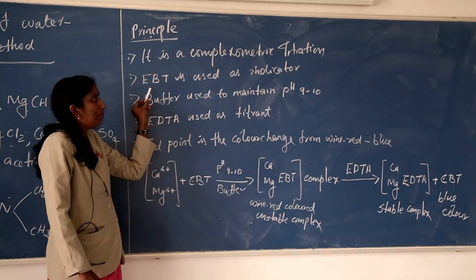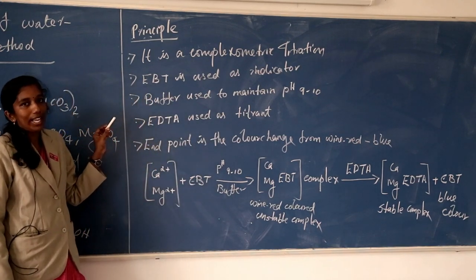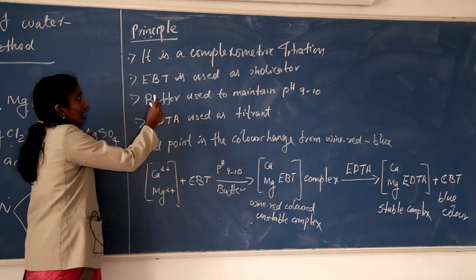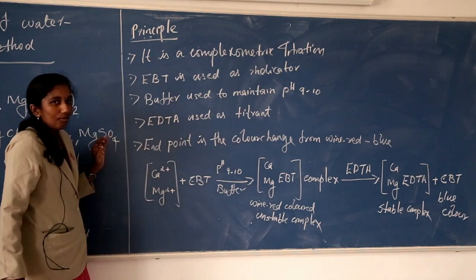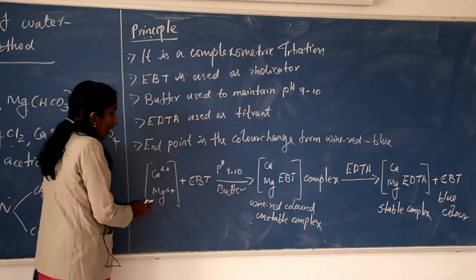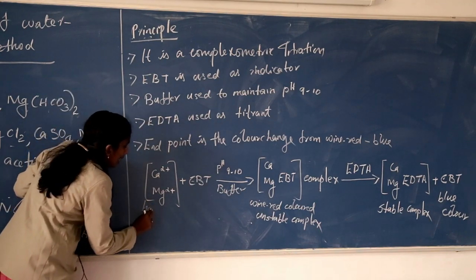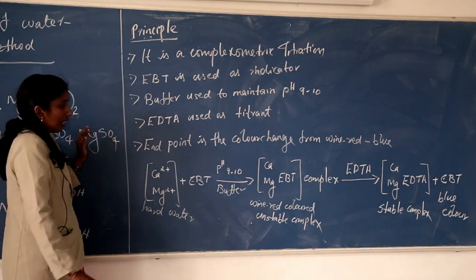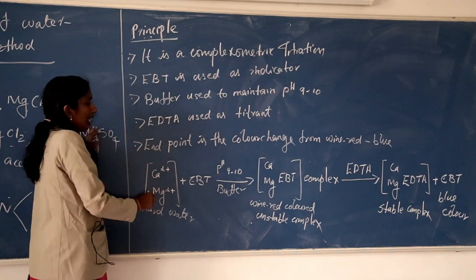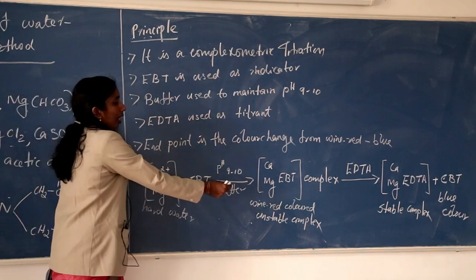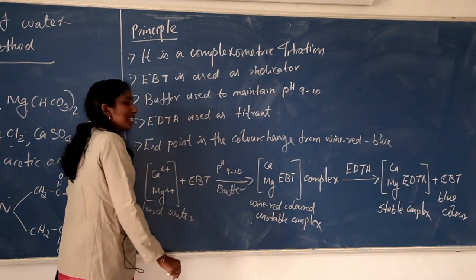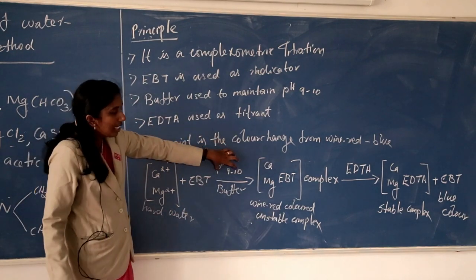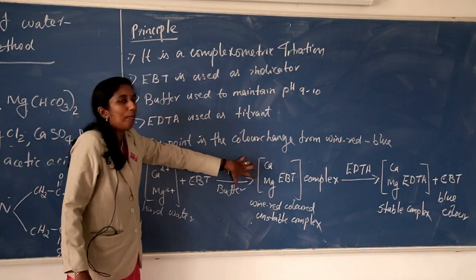Here we use the indicator EBT. EBT is eriochrome black T. Okay, it is a complexometric titration, that means it forms a colored complex. So when EBT is added to hard water, the hard water contains Ca2+ and Mg2+ ions. These are hardness producing salts. This EBT complexes with the Ca2+ and Mg2+ ions and forms a wine red colored unstable complex at a pH of 9 to 10. Only in this pH range does complexation take place.